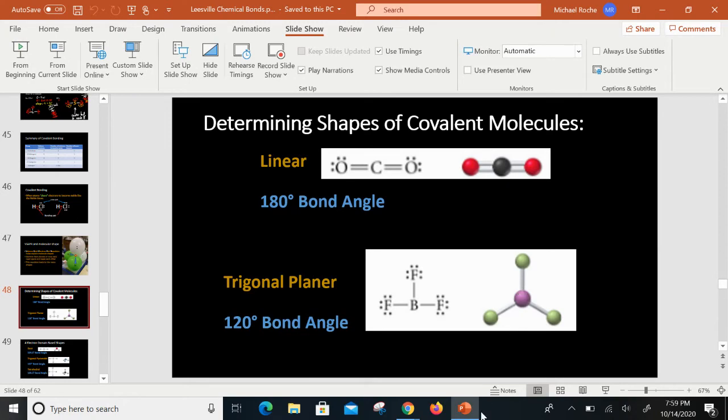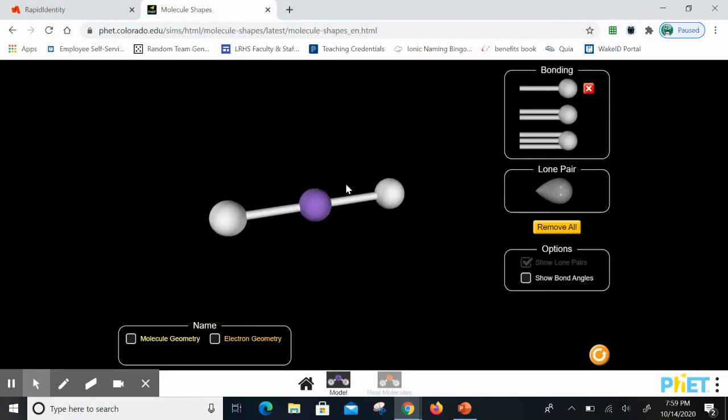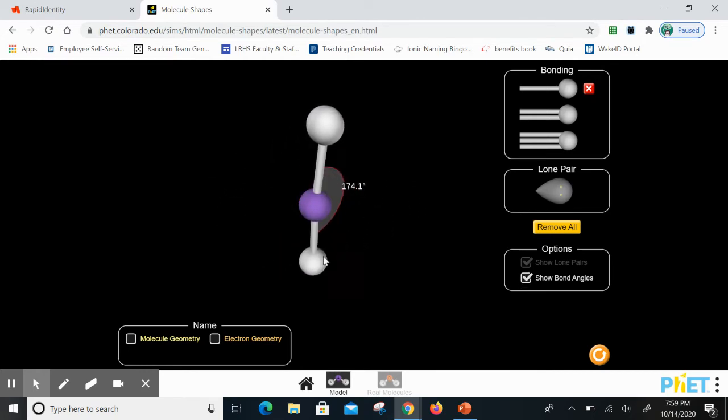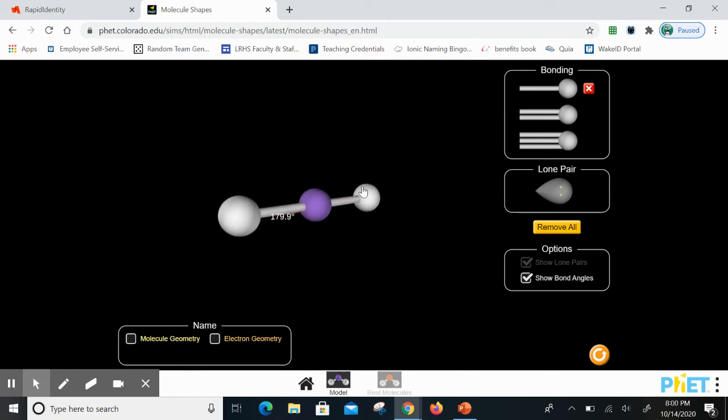So let's take a look real quick at this situation. So here's linear, okay, and you can play with this. Everything's in a line. Your angle's 180 degrees. If you try to get them closer, they don't want to. They resist and go back to 180 degrees.